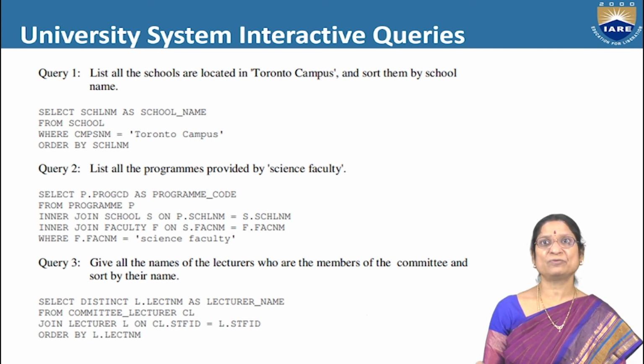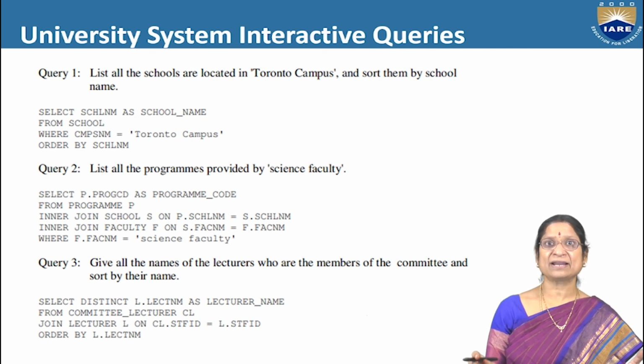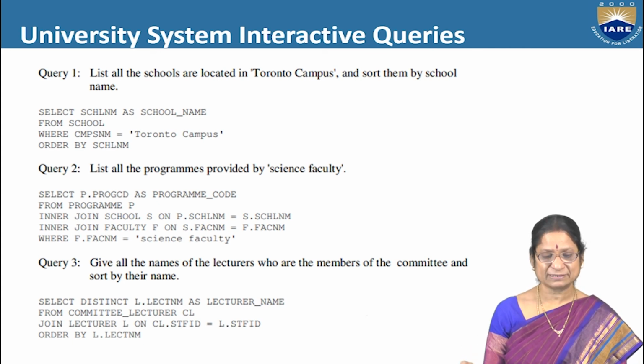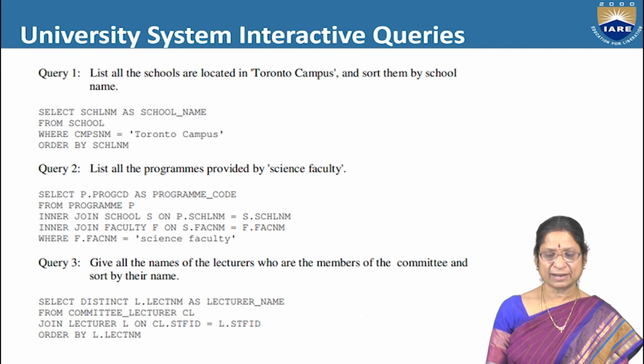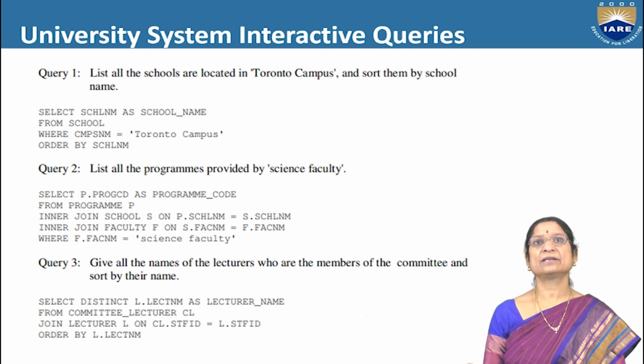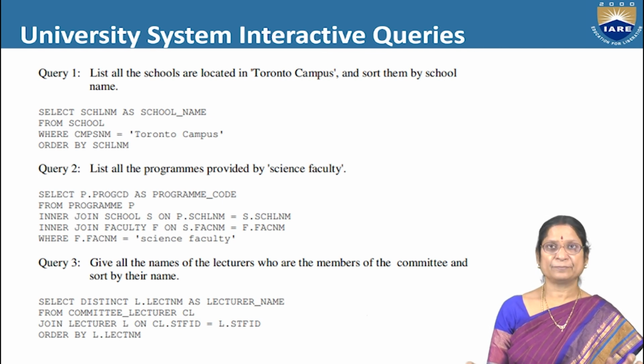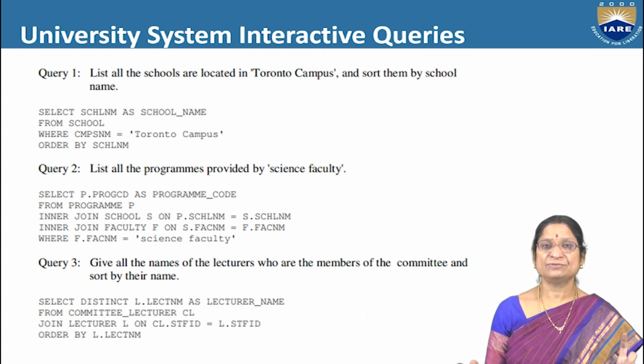List all programs provided by the science faculty. Science faculty means we have to list all programs, no? So programs are going to be P dot program CD as program code, where the faculty is science faculty. So I'm using program as P and faculty as F, both are different aliases. The same table I'm using as a self join.